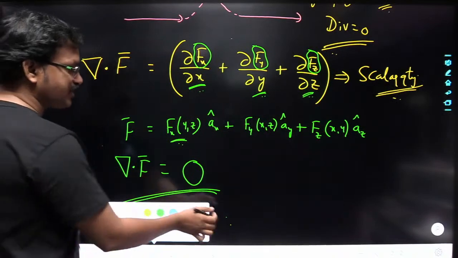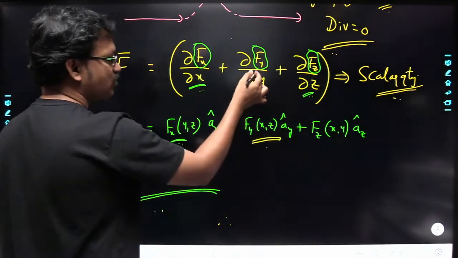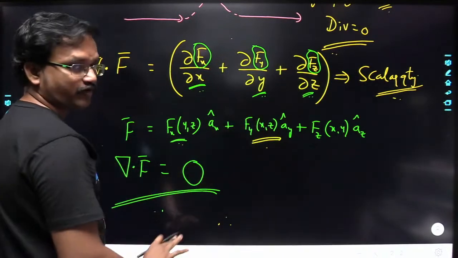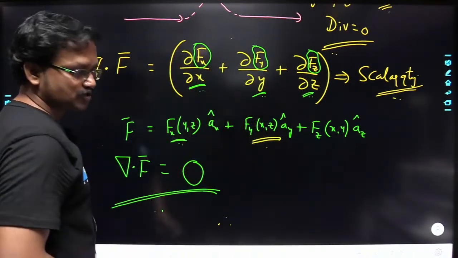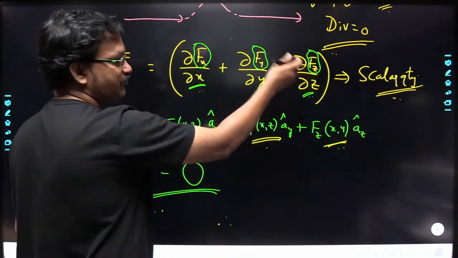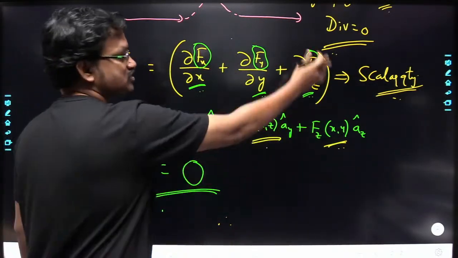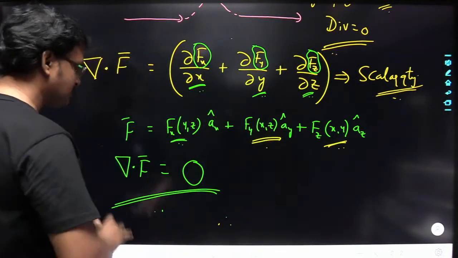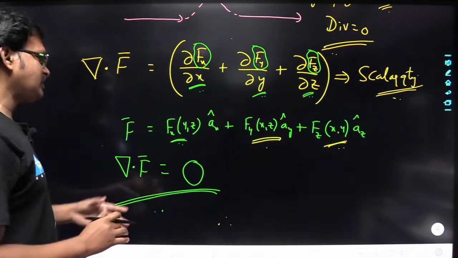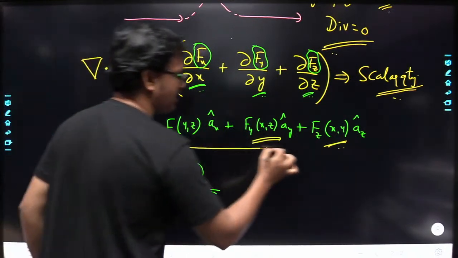And if you differentiate the y component with respect to y, here the y component is a function of x and z, it is independent of y. So this term will also go to 0. Here the z component is a function of x and y, and you are differentiating with respect to z. So this component will also go to 0. In that case, divergence of f bar is equal to 0.